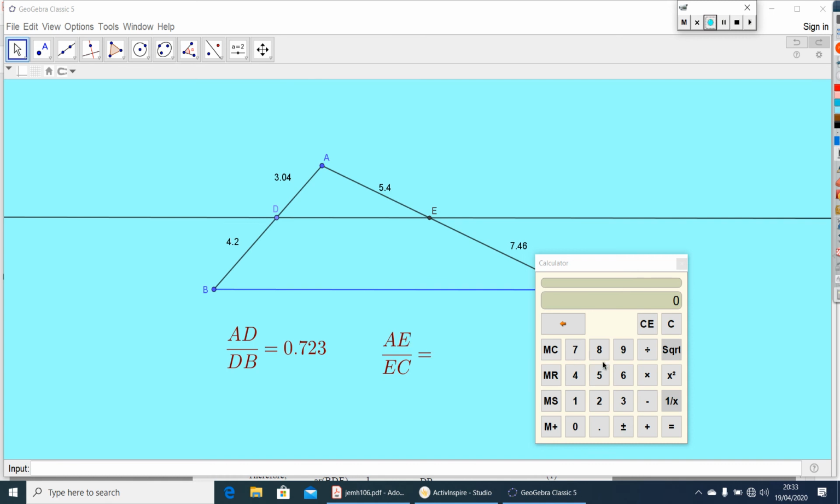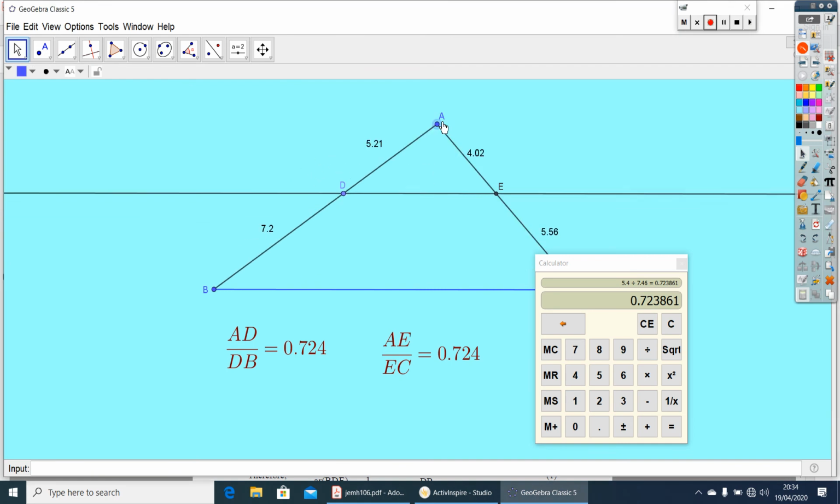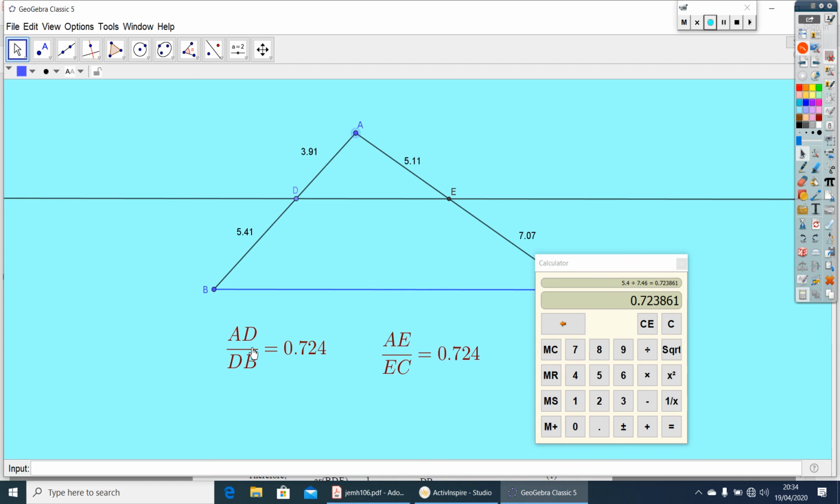Now let us see AE by EC, that is 5.4 divided by 7.46. That is also equal to 0.723861, that is 0.7238 correct to 4 places of decimal. Corrected to 3 places of decimal, you can write it as 0.724. That means in all the cases, if you divide, you will get the same ratio. This is what the basic proportionality theorem is.